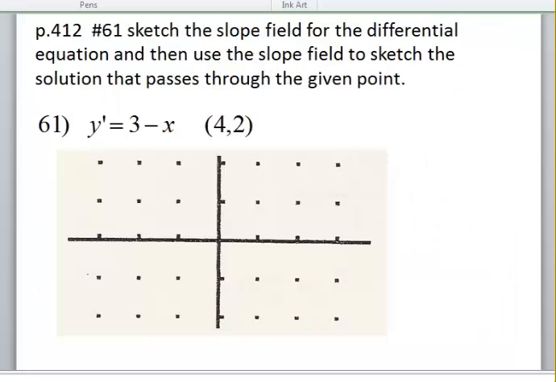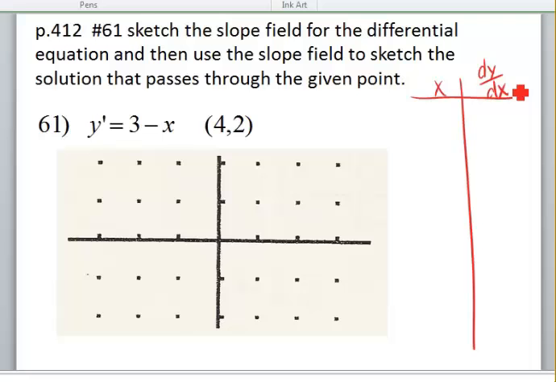Alright, so my first example looks like this, and as you can see I have a graph here ready to go to draw in a slope field. What I don't have is a table. We're starting out with an easier one. There is only an x to plug in. So I'm only going to put on my table x and dy over dx.